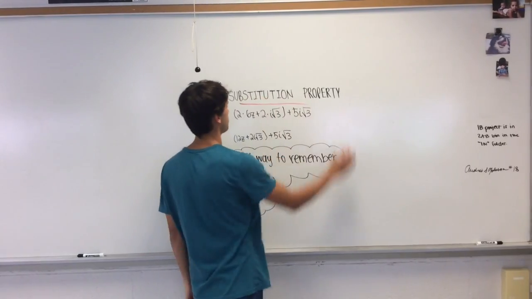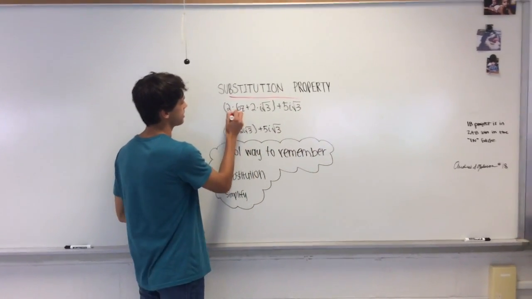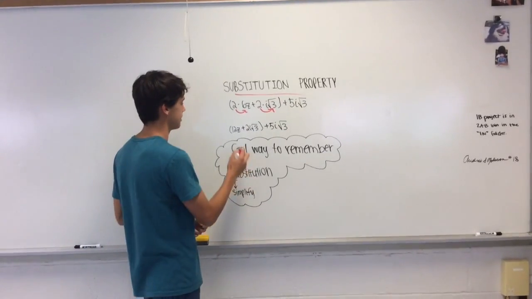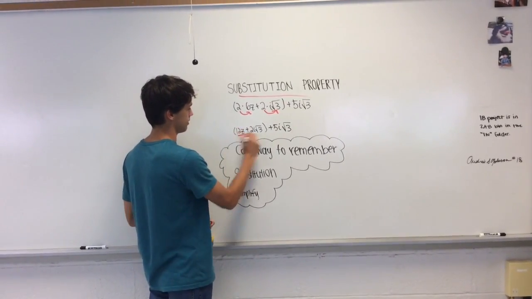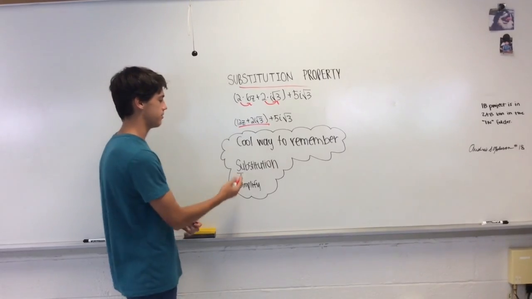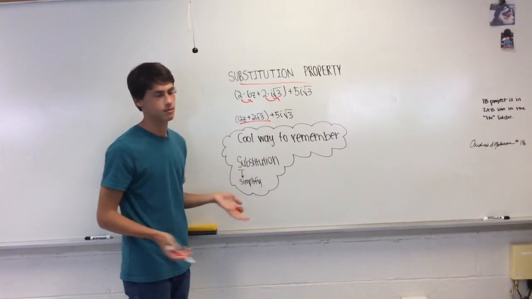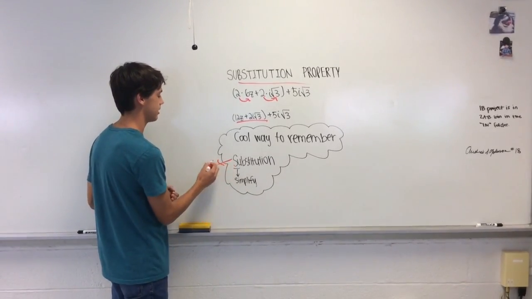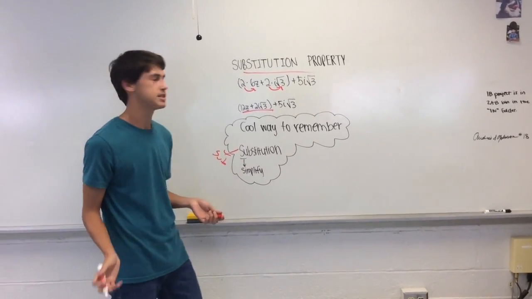And in the substitution property of the problem, we are taking the 2's in this problem and putting them into the products next to them. And when we're putting them together, this is what you get. And a cool way to remember is whenever you're substituting, you're simplifying. And if you want a fancier way, you can imagine you're getting a sub at Subway.